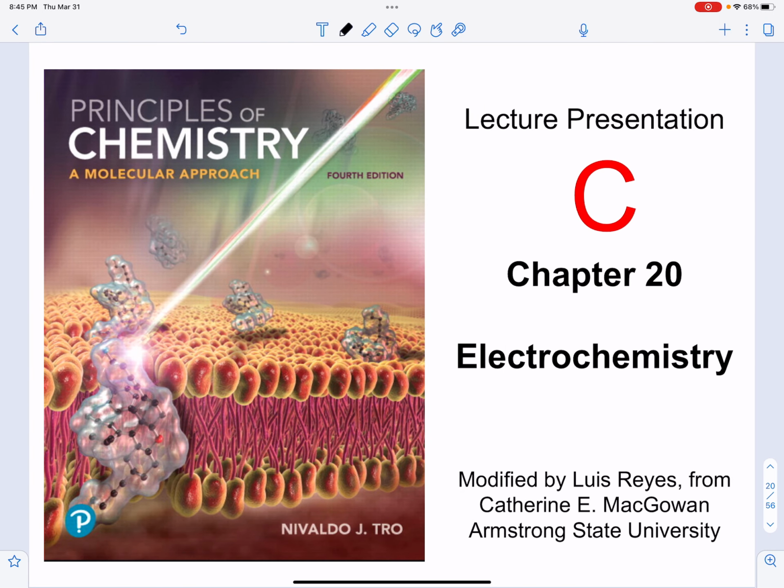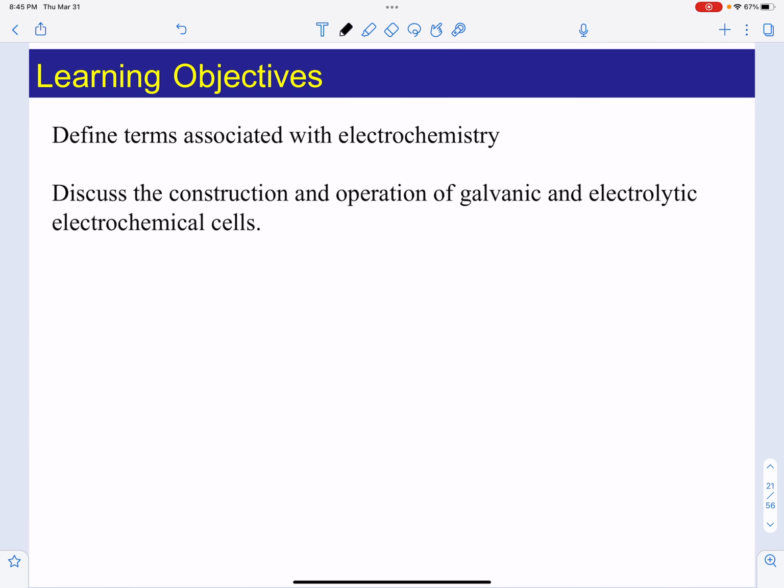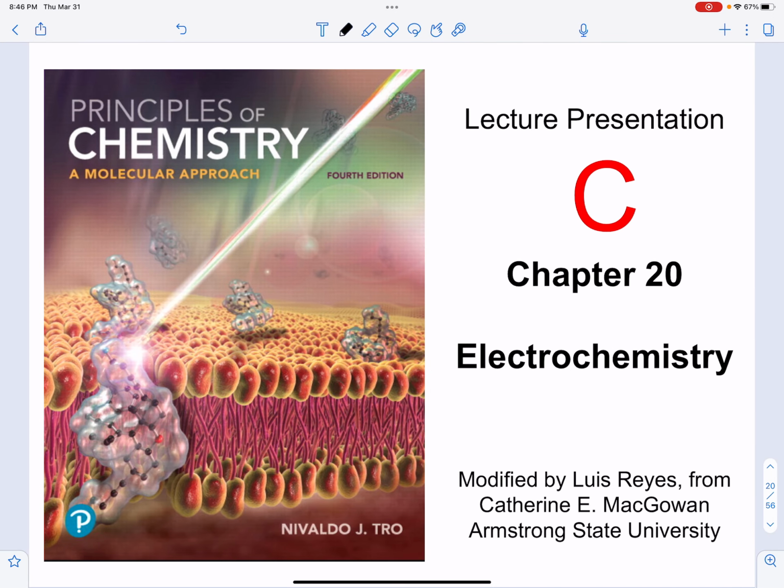When we come back, we're going to start working on constructing galvanic cells, which are basically the batteries that you use every day, and talk about electrolytic cells, which are the opposite, producing energy. And we're going to see all the different terms that we're going to need to learn to be able to communicate this knowledge. So until the next time, I will see you soon.